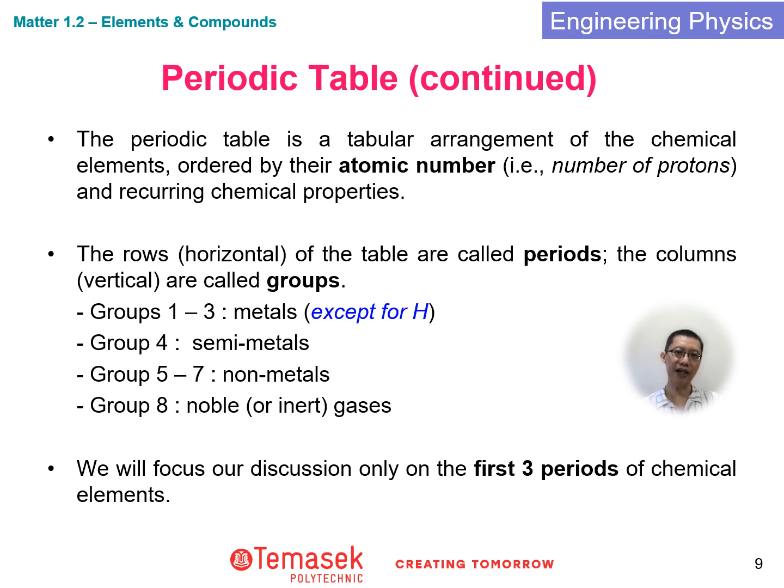As mentioned in the previous slide, the rows in the table are called periods, and these go horizontally across. Meanwhile, the columns, which are vertical, are referred to as groups. Each group has unique characteristics. Groups 1 to 3 primarily contain metals, though there's an exception with hydrogen. Group 4 contains semi-metals. Groups 5 to 7 are home to non-metals. Finally, Group 8, also known as the noble gases, consists of elements that are chemically inert.